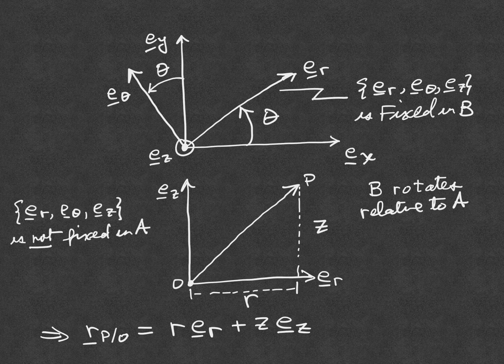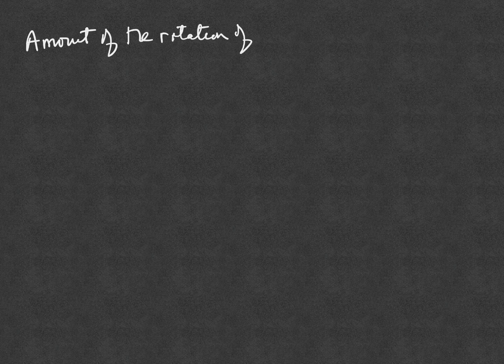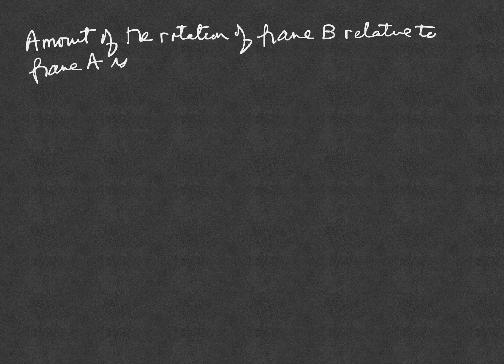And we can see that the amount of the rotation is the angle theta, which means that the rate of the rotation is theta dot, which is the rate of change of theta. So the amount of the rotation is theta. The rate of rotation is theta dot. So the amount of the rotation of frame B relative to frame A is the angle theta.